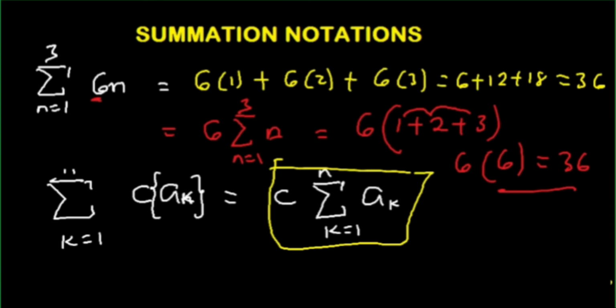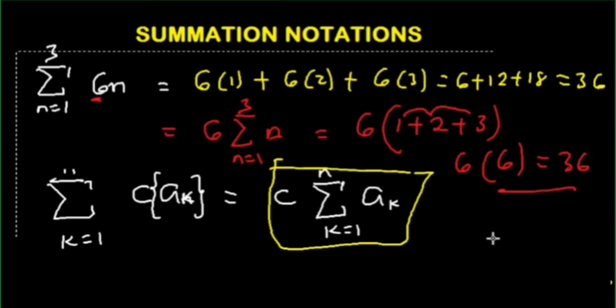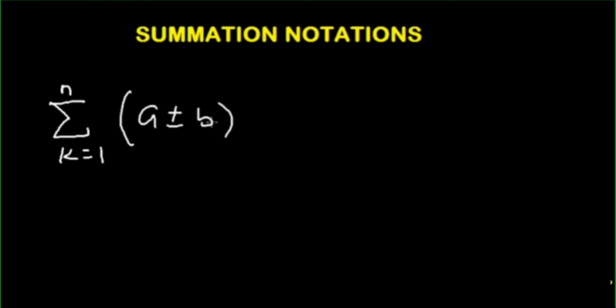Now let me give you the third property. The third property for summation that you really need to know when you are calculating. Suppose you are given something like this, a sigma, with n starting from 1, and you are given this. Don't forget this A and B, they are different series. They are series on their own. So I can divide this into 2 parts.